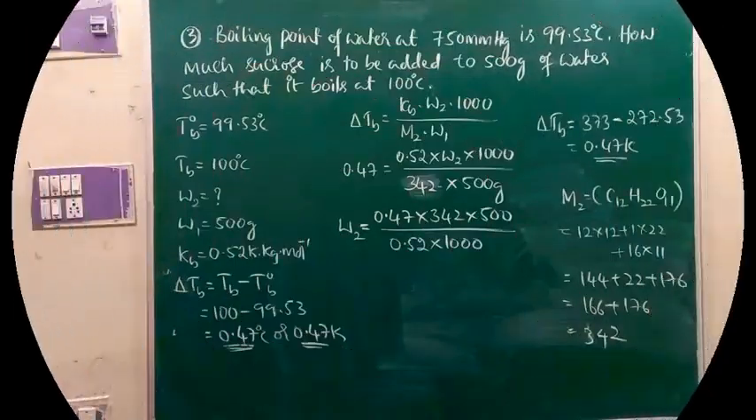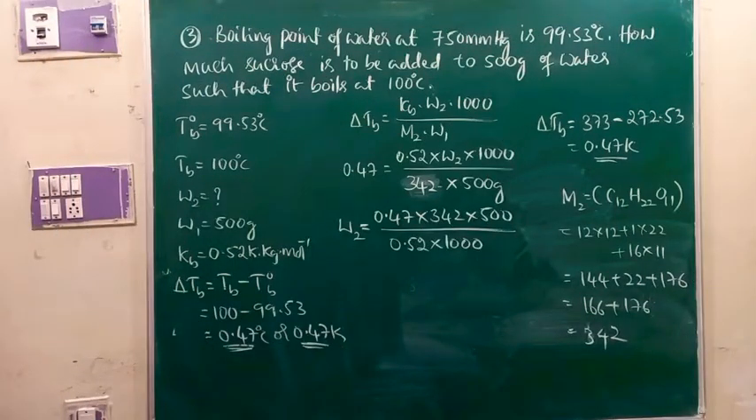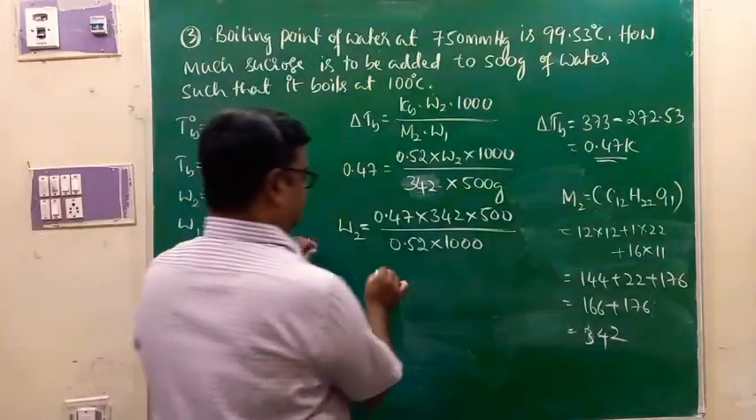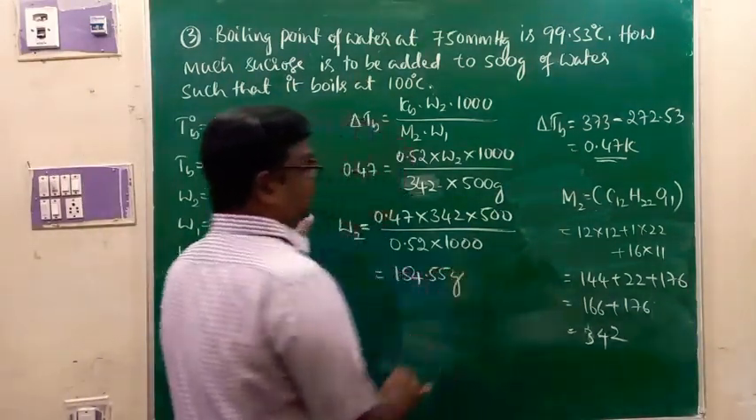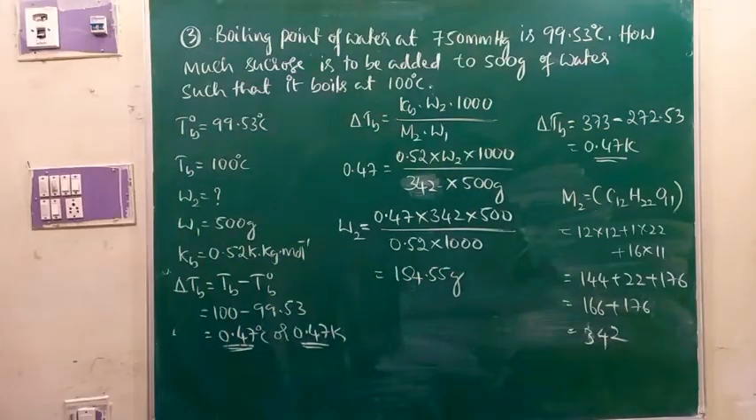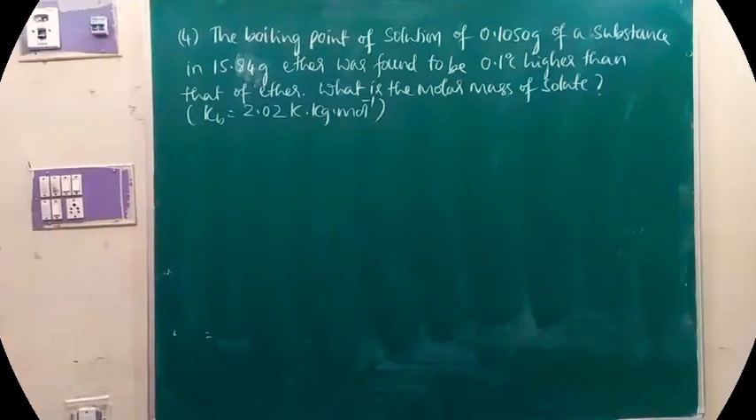It comes out to be 154.55 grams of sucrose to be added to 500 grams of water so that its boiling point is increased to 100 degrees Celsius. That's all for now. We'll go to the next problem.